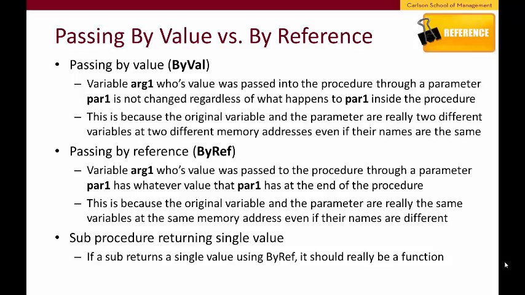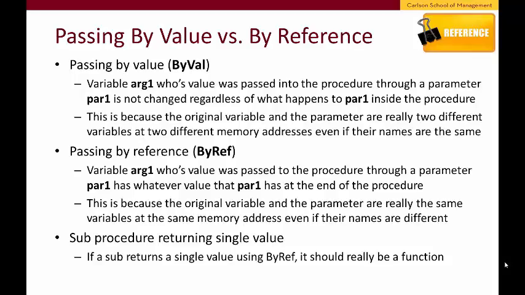The variable argument passed to the procedure by reference is really the same variable as the parameter that receives the value, although they may have different names, like amount versus A or amount versus AMT. This is because they are really the same variables with the same variable address in memory, so any changes in the sub parameter directly change the original variable as well.